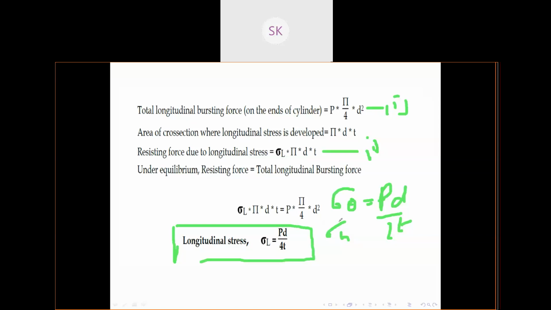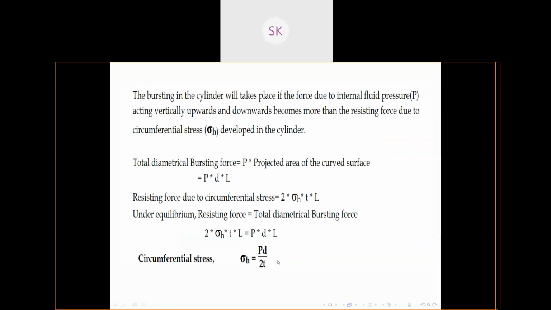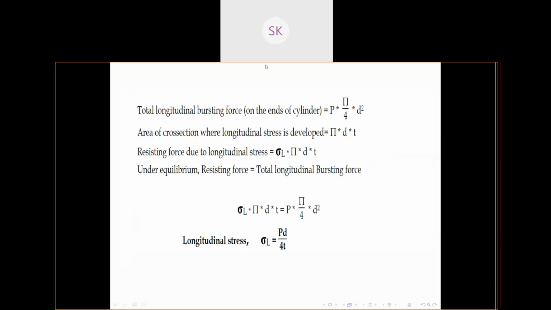Now tell me, what will be the relation between these two values? Quick, quick. PD by 2T, circumferential stress, PD by 4T. What will be the relation? Response. Any answer? That is good that you have answered. Anyone? Respond, please. You have sigma theta as PD by twice T, very easy, and longitudinal stress as PD by 4T. What will be the relation?